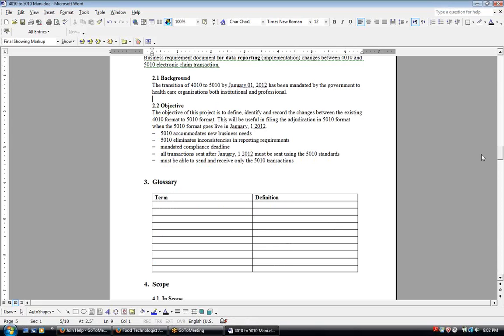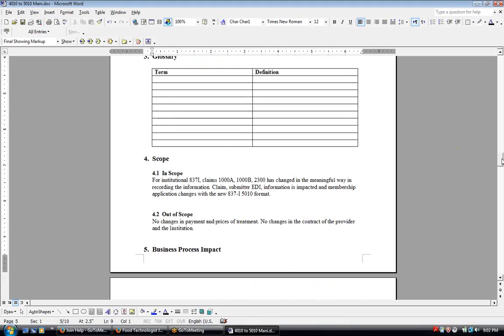The glossary, those are the terms I would be using in my project, abbreviations and things like that, and these are terms and definitions for them. Scope. There are two scopes, in scope and out of scope. In scope is something that can, yeah, sorry, go ahead.